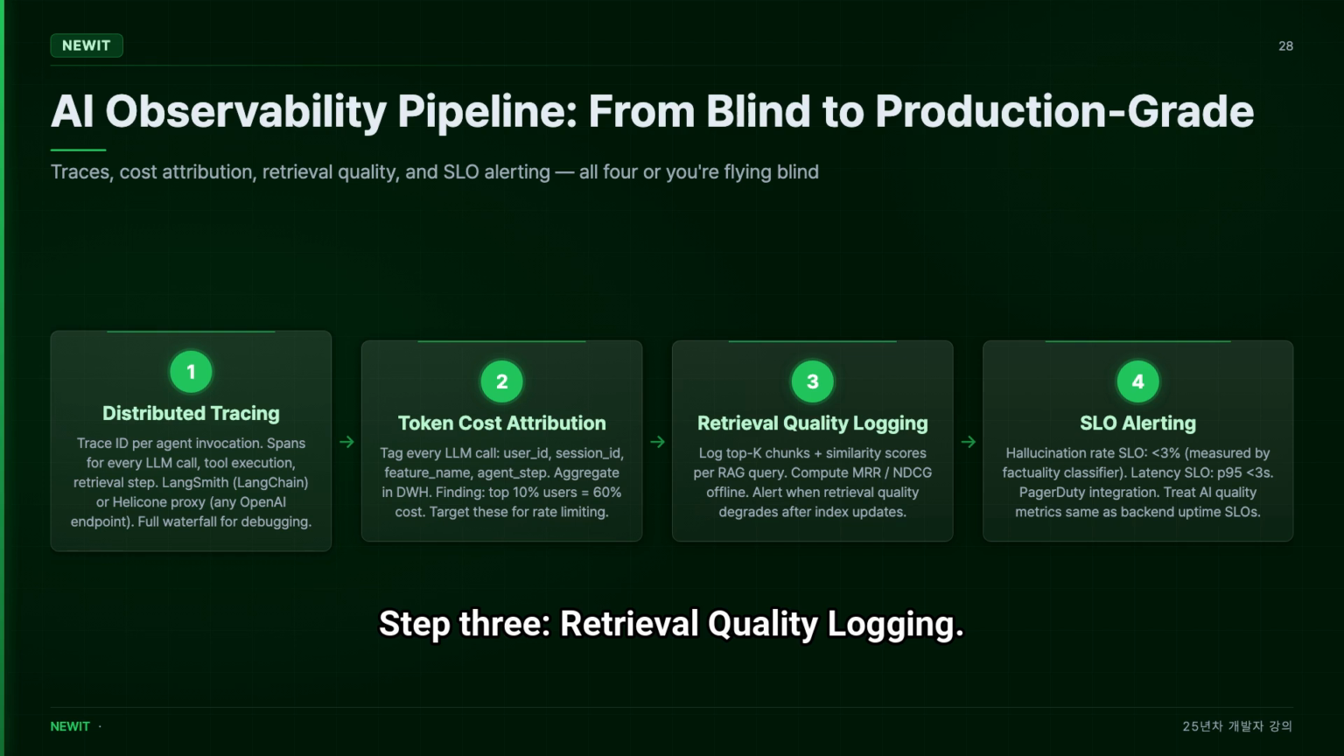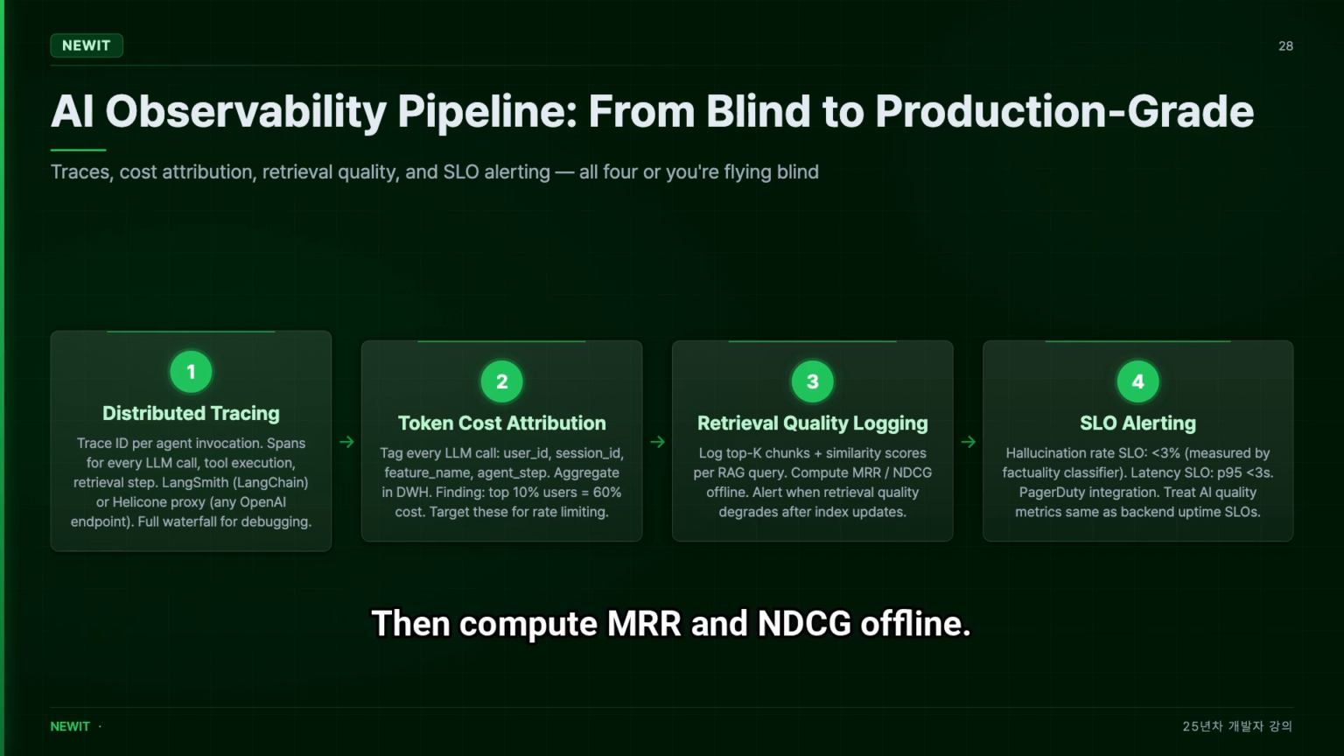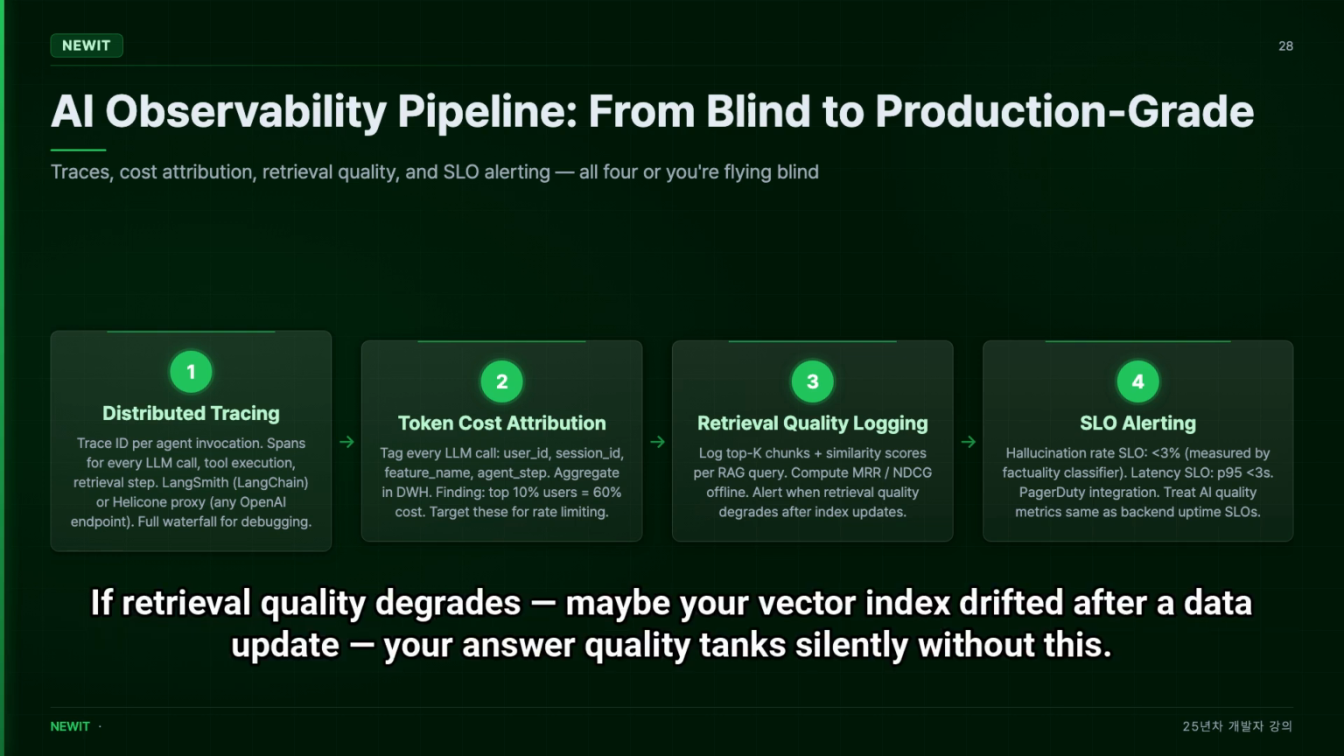Step 3. Retrieval quality logging. Log the top K retrieved chunks and their similarity scores for every RAG query. Then compute MRR and NDCG offline. If retrieval quality degrades, maybe your vector index changed after a data update, your answer quality tanks silently without this.